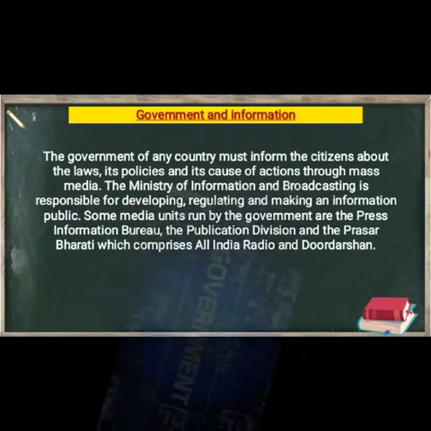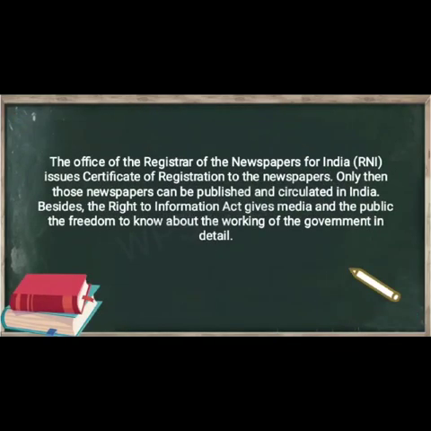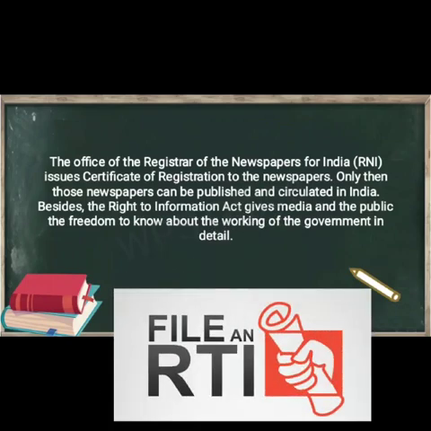Now we will read how government and information are interrelated. Students, the government of any country must inform the citizens about the laws, its policies and its course of action through mass media only. The Ministry of Information and Broadcasting is responsible for developing, regulating and making information available to the public. Some media units run by the government are the Press Information Bureau, the Publication Division and the Prasar Bharati, which comprises All India Radio and Doordarshan. The Office of the Registrar of Newspapers for India, that is RNI, issues a certificate of registration to newspapers. Only then can those newspapers be published and circulated in India.